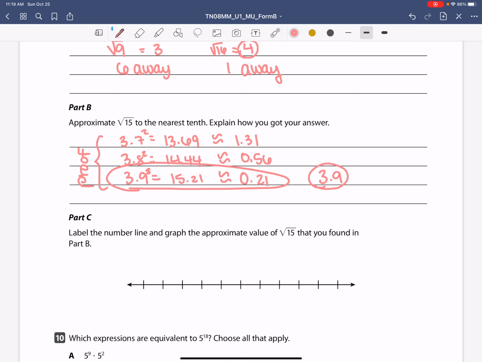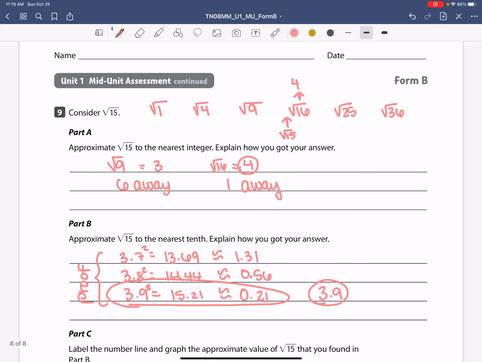Part C says label the number line and graph the approximate value of the square root of 15 that you found in part B. So I know it's between 3 and 4, which I already knew because I used my perfect squares to locate between which two it lay. So I'll have my 3 and my 4, broken into tenths. So 3.1, 2, 3, 4, 5. I like to make this one a little bigger because it helps me know where my halfway mark is.